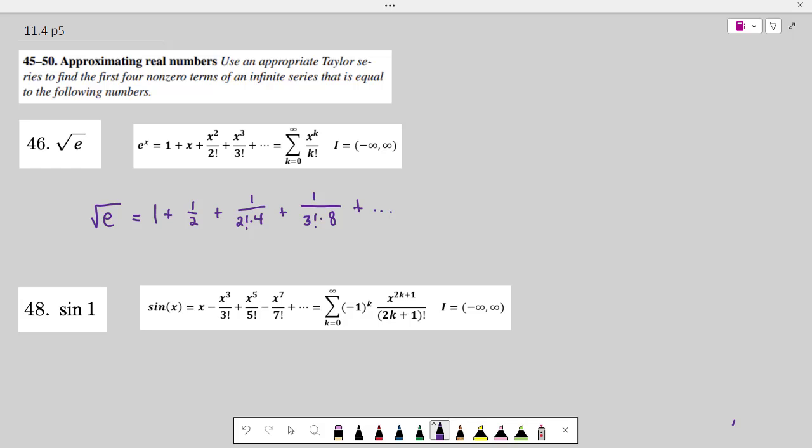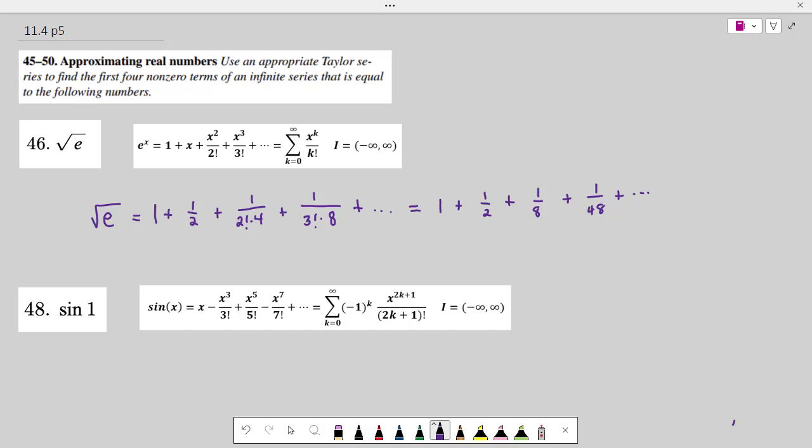And you can get numerical values for all these. This is a pretty easy one to simplify. So we'd have 1 plus 1/2 plus 1/8 plus a 48th plus etc. So that is just an observation more than anything. We're not going to do anything else with it.